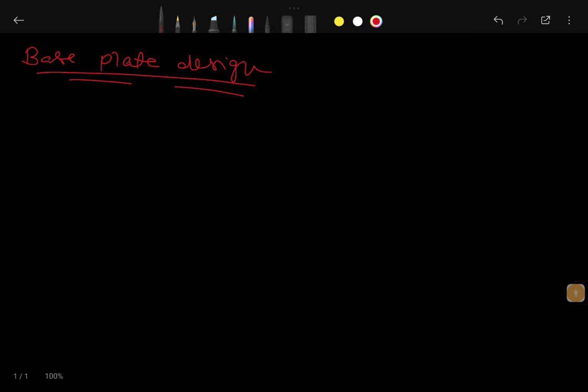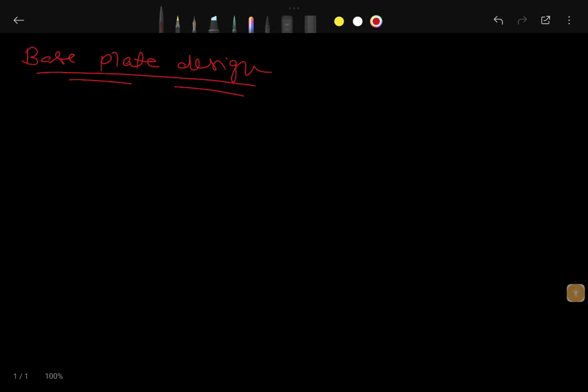Okay, then we can proceed with one example, one complete example. In that we can see how we can manually design the base plate and base plate geometry. Now let's start.